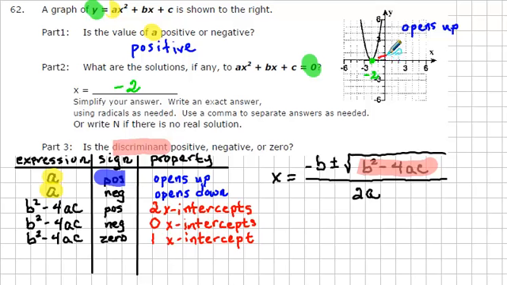So we want to note here that there's just one x-intercept. And because there's one x-intercept, that tells us that the discriminant is 0.